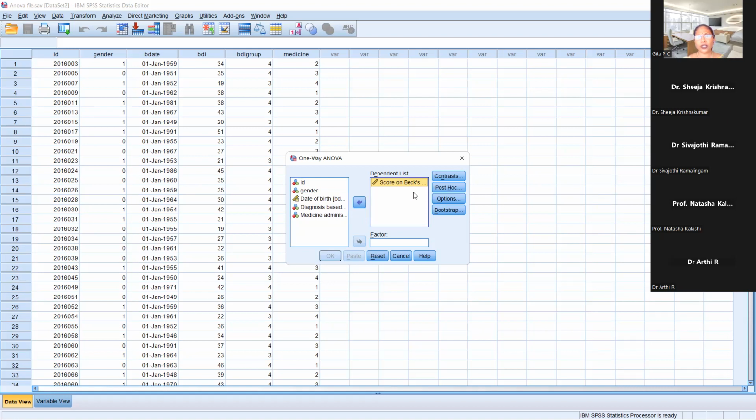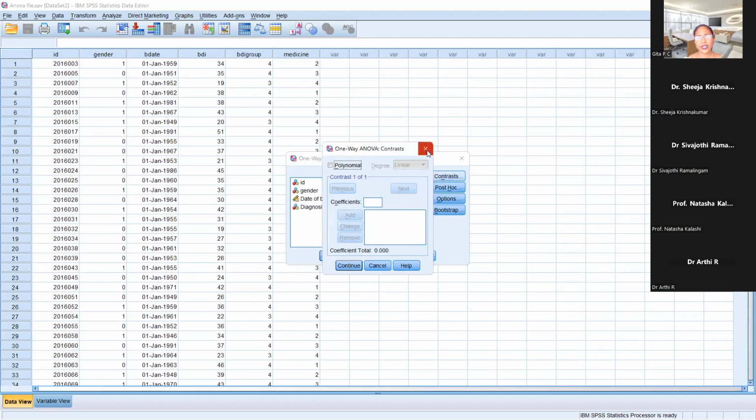So this is the score on Beck's depression inventory. Now, what is the factor? Factor is the different treatments given, that is the medicines administered. So the medicines administered should come under factor, and under the dependent variable, score on Beck's depression inventory should come.